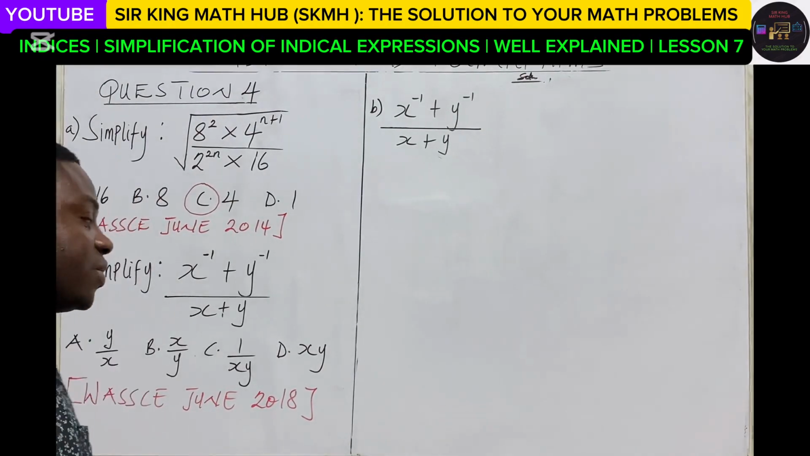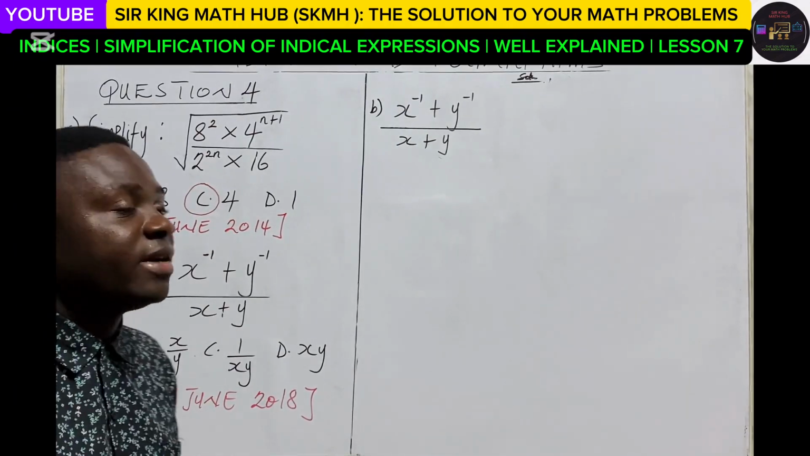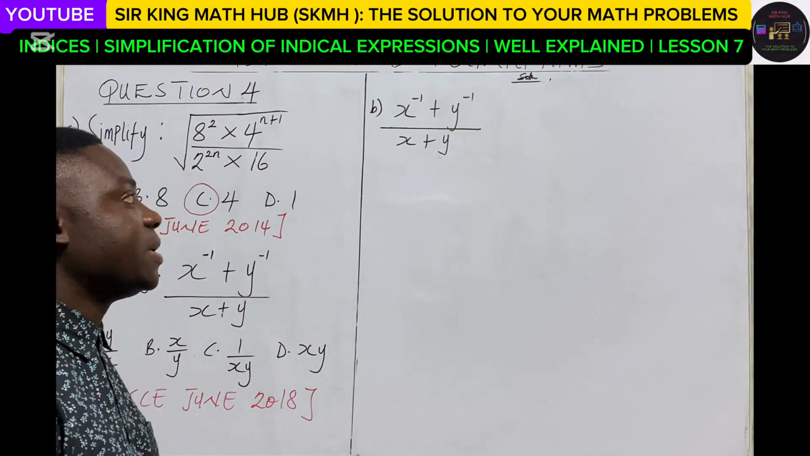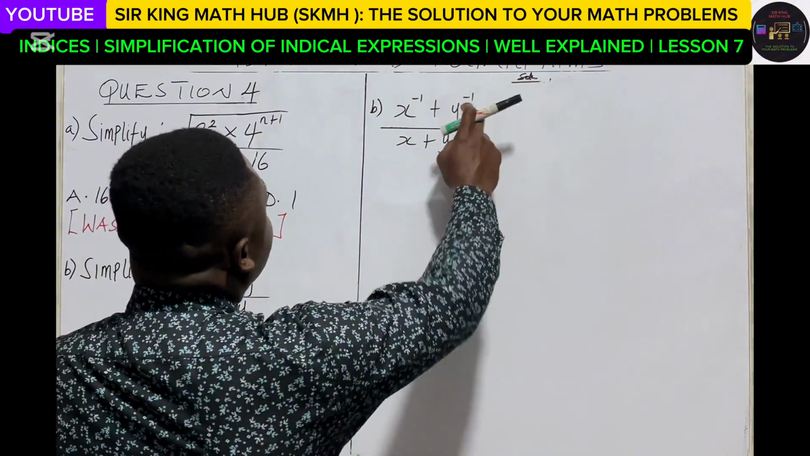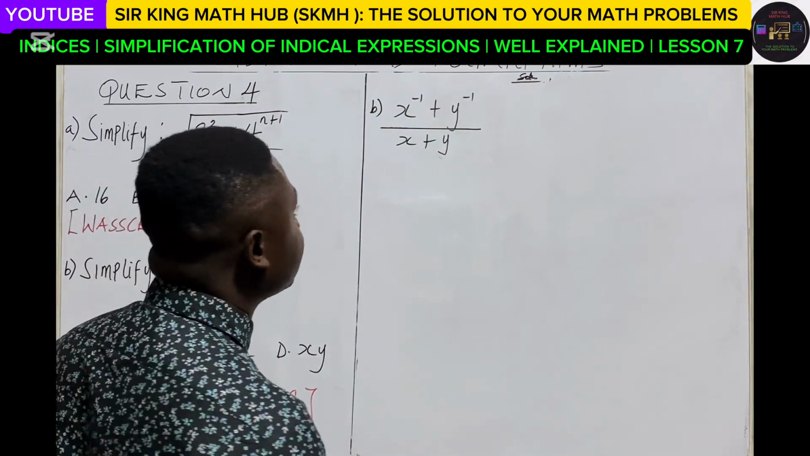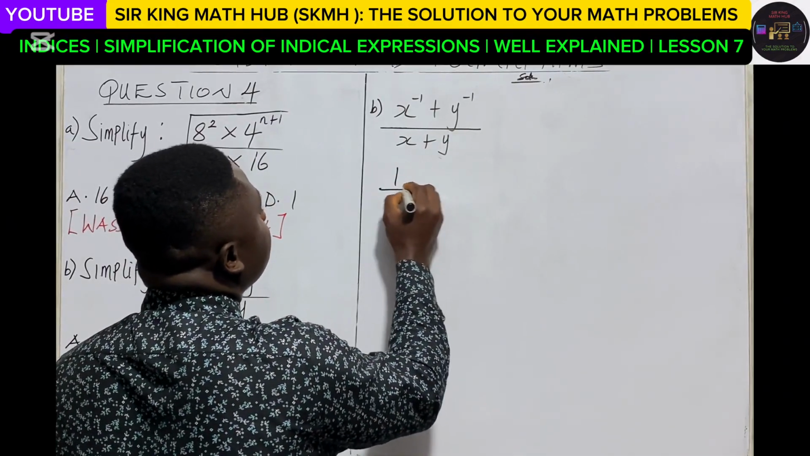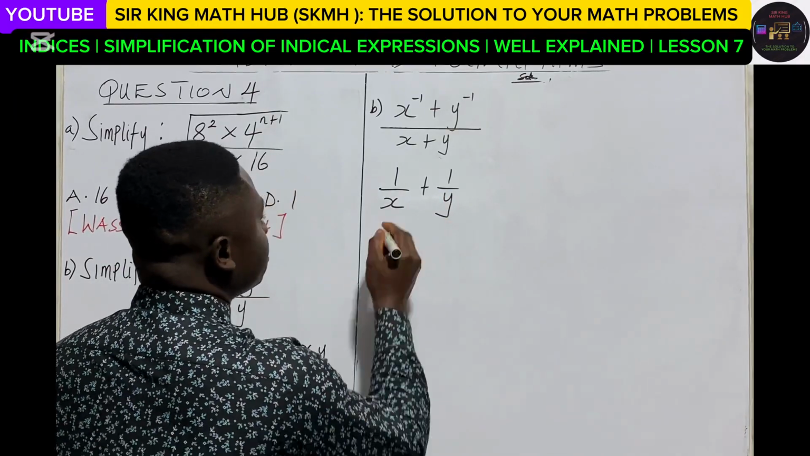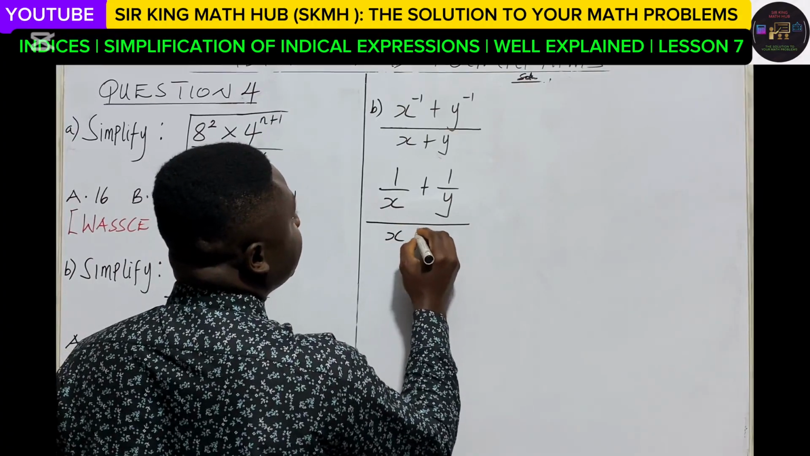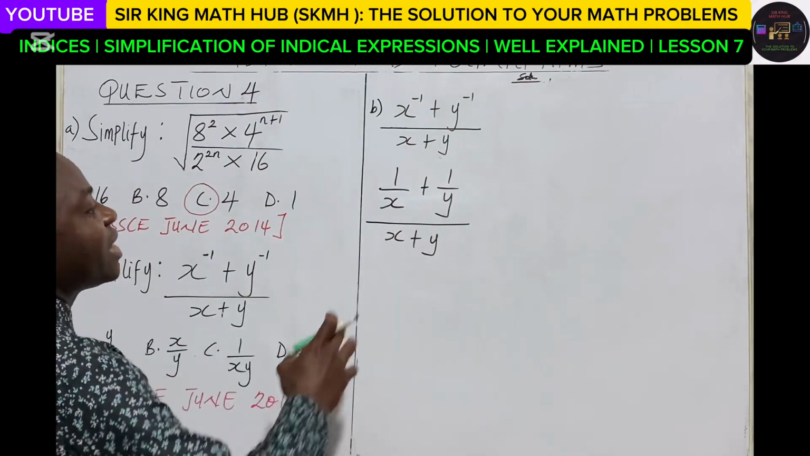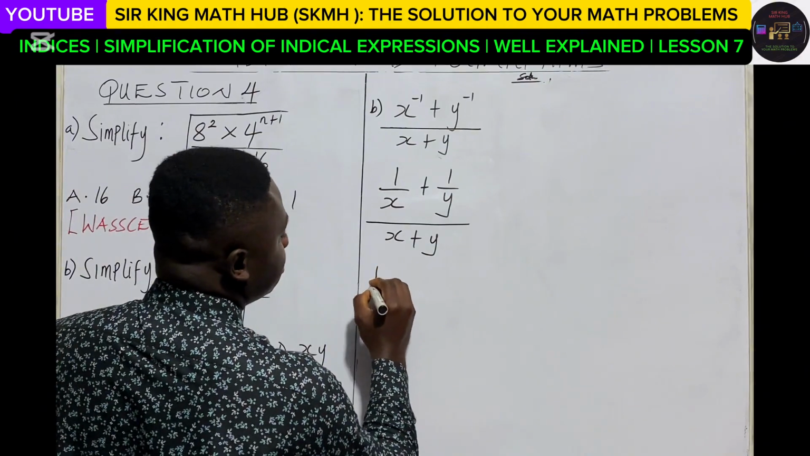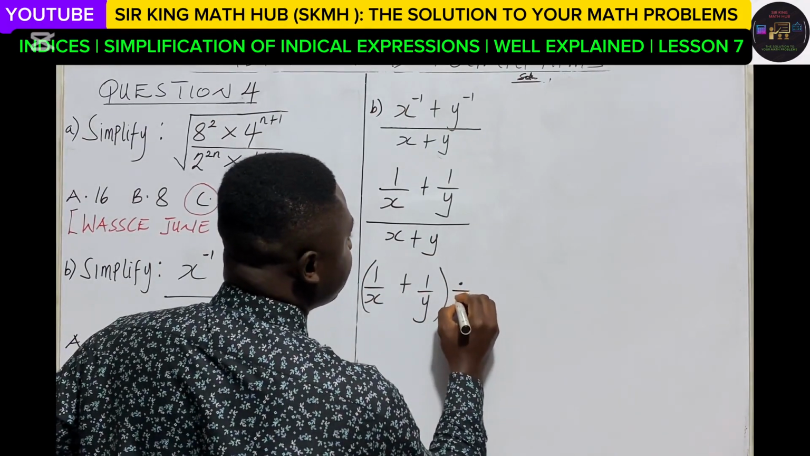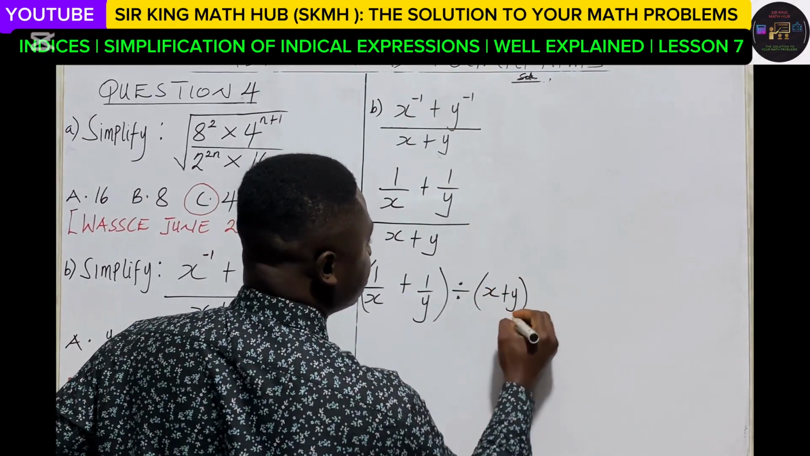Also with the B, there's a past question which came in WASSCE June 2018. So we have to simplify the algebraic fraction with the numerator x exponent minus 1 plus y exponent negative 1. And then for the denominator, we have x plus y. So now let's focus on the numerator. Recall from the negative index property of indices that x exponent minus 1 can be written as 1 on x, and then y exponent negative 1 can also be written as 1 on y. So all divided by the denominator, which is x plus y. Now again, this fractional algebraic expression can also be written as the numerator divided by the denominator, which is x plus y.